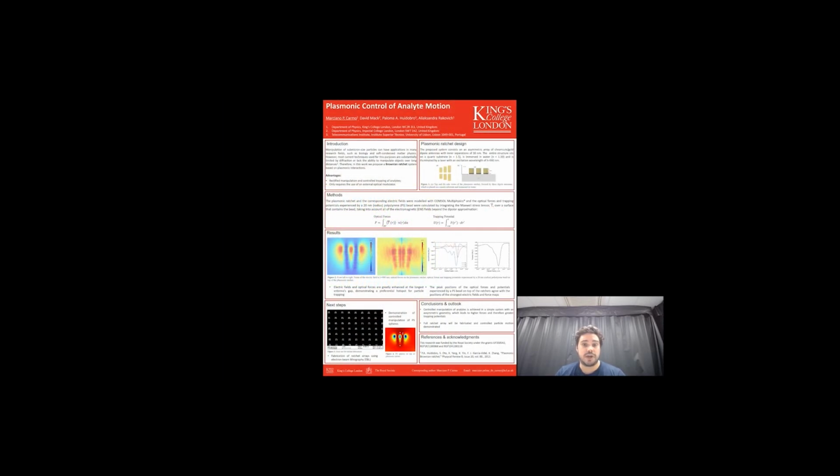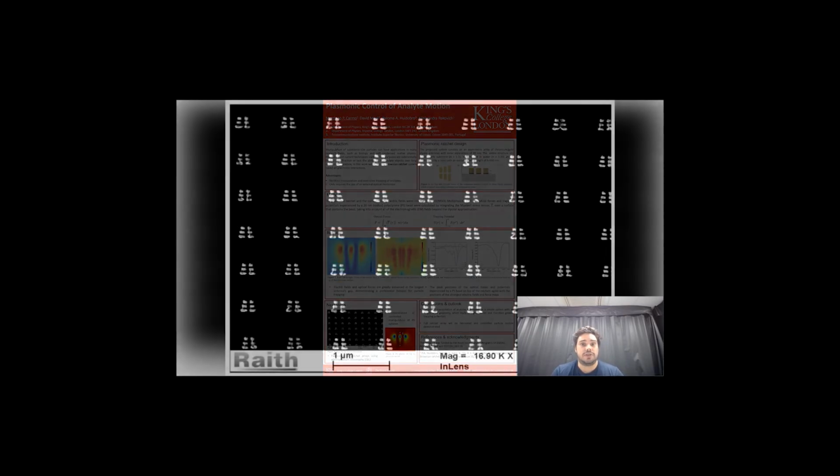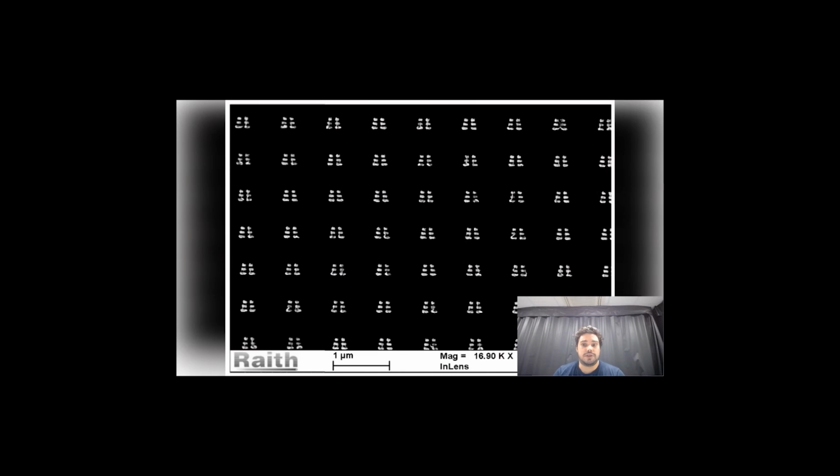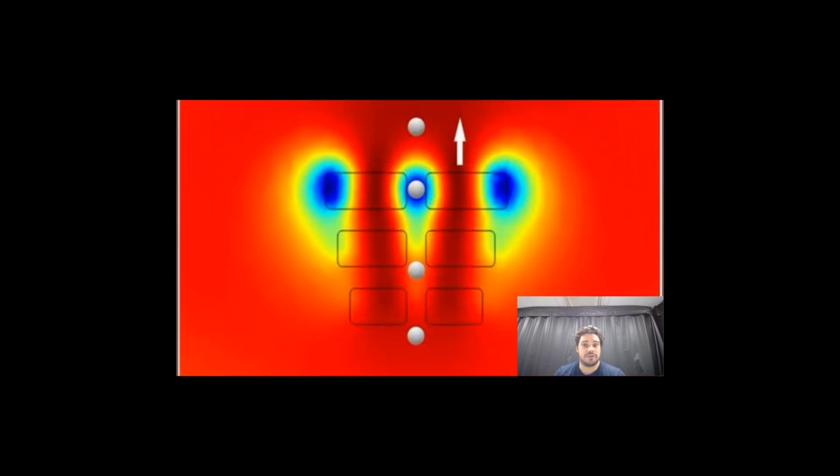So, to summarize, we have presented a plasmonic system that enables the manipulation of the electric particles with minimal effort, and for the next steps, the ratchet will be fabricated using electron beam lithography, and the controlled manipulation of the particles shall be demonstrated. Thank you very much for listening.